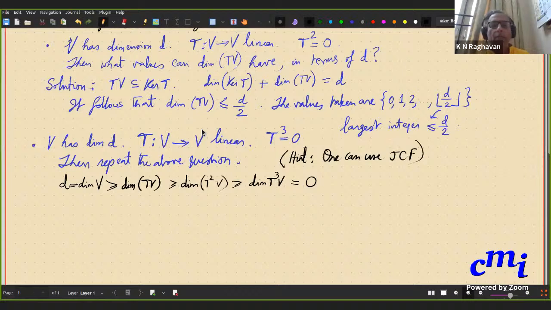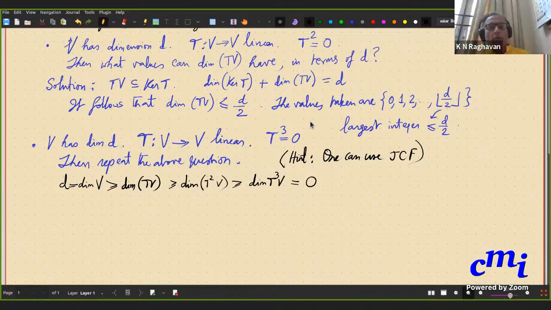So what does it mean when the range is 0? This is the zero map, the zero matrix. So it could very well be the zero matrix, right? No problem. The zero matrix has this property: its cube is 0. So it could very well be 0. Okay, so 0 is a possibility. D is not a possibility.